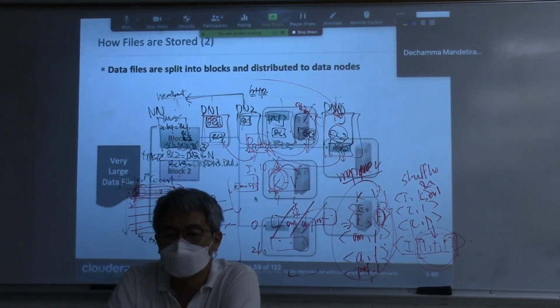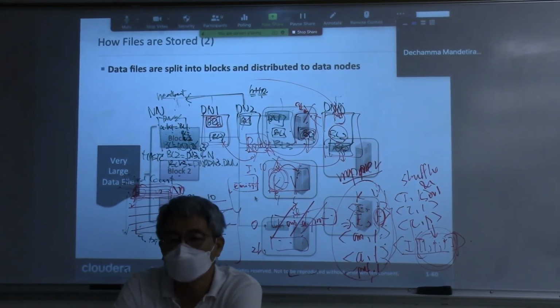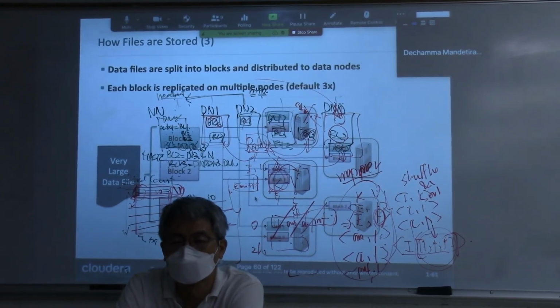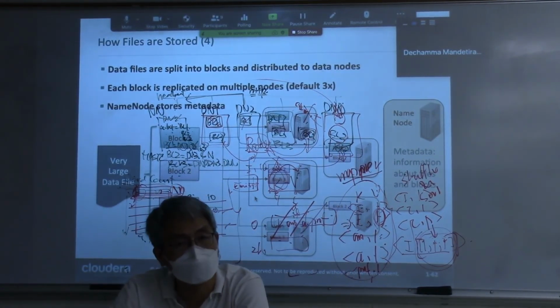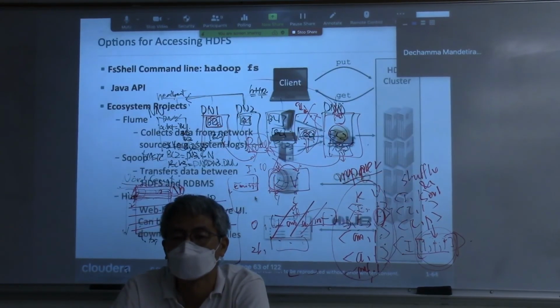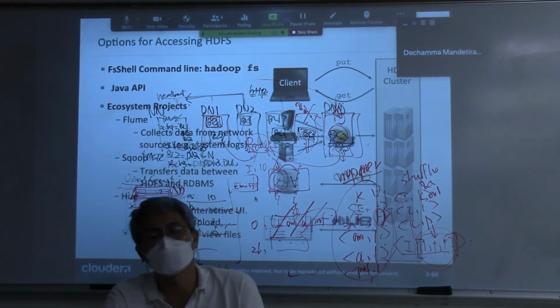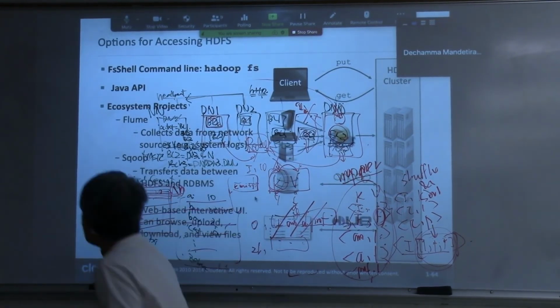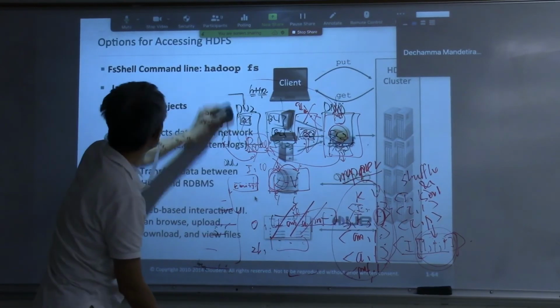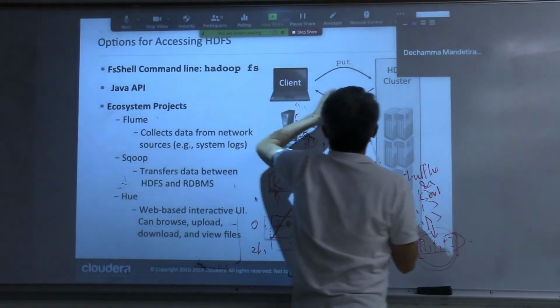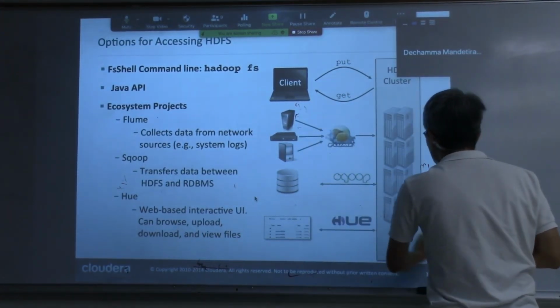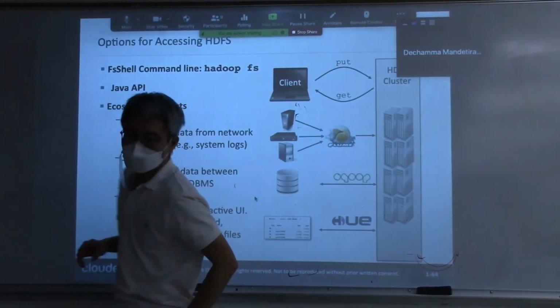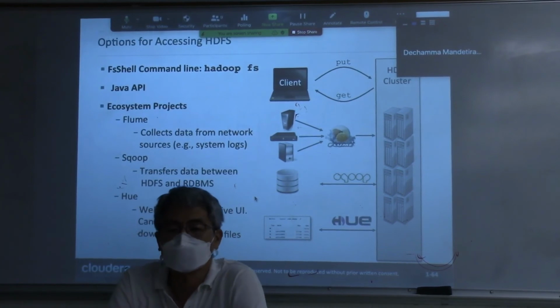Okay, so I already explained this. Block 1 will be copied. The one block has the 3 copies like this, and so on. Who manages that? The name node manages all the metadata information. Then finally, there are a bunch of different ways to access them, such as HDFS. You can use the client mode, but in your exercise lab, you are going to use the Hadoop shell. So the Hadoop shell will be used to access the Hadoop system.